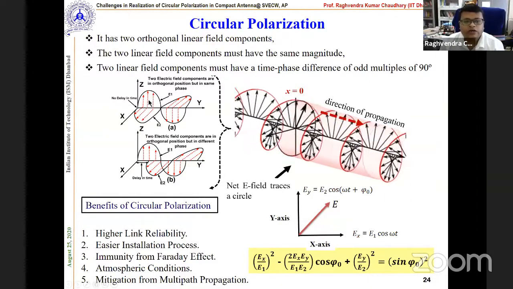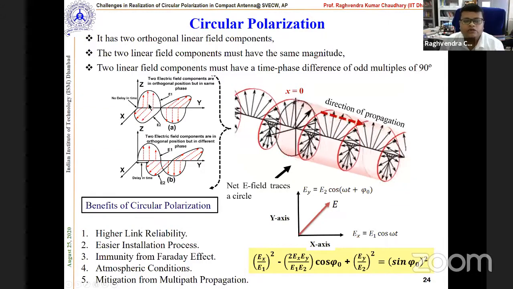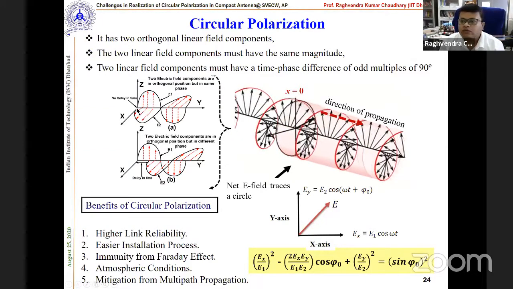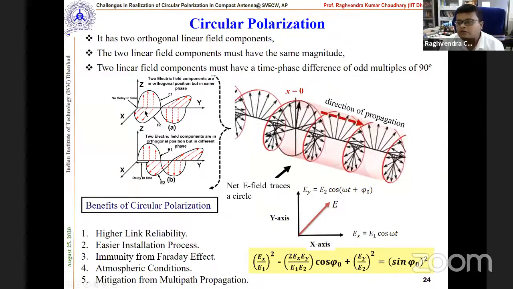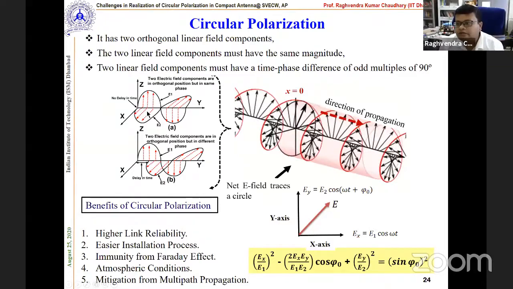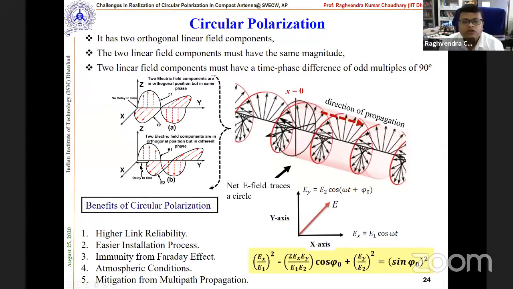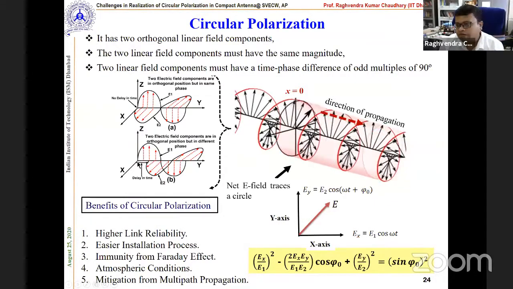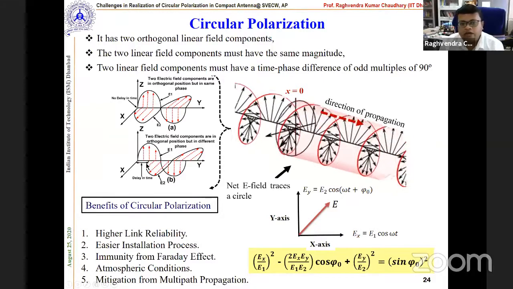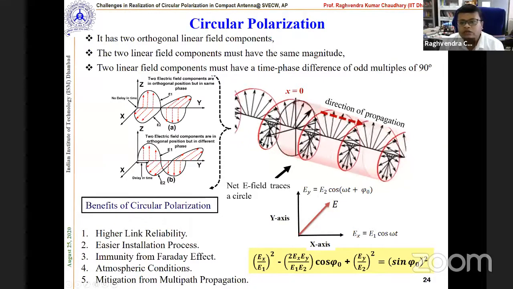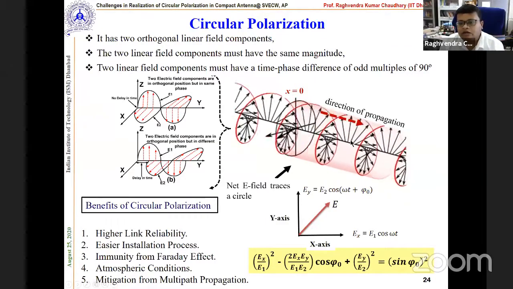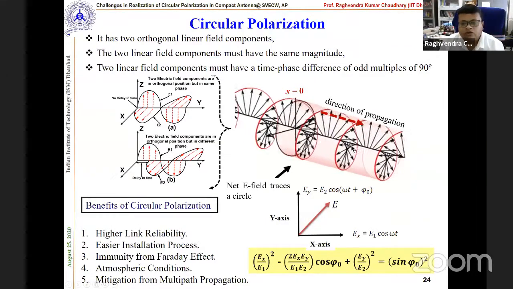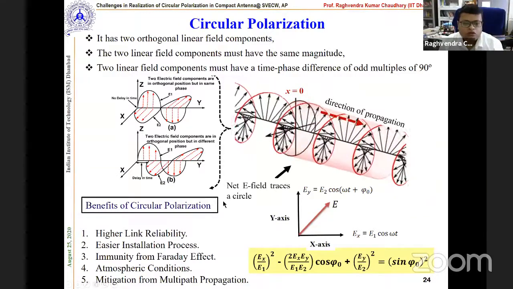Here you can see in picture number A, these two field components are orthogonal, but there is no phase difference. So this particular thing will not provide you any kind of circular polarization. What you need to do is maintain a pi by 2 phase shift between these two waves. When you are doing this, you are getting a nice circular polarization like this, like the animation I'm trying to show you. Finally, this is the equation.